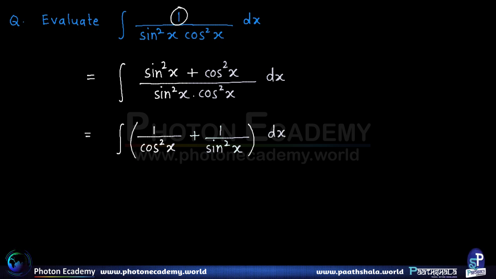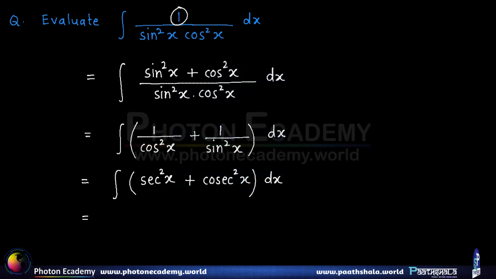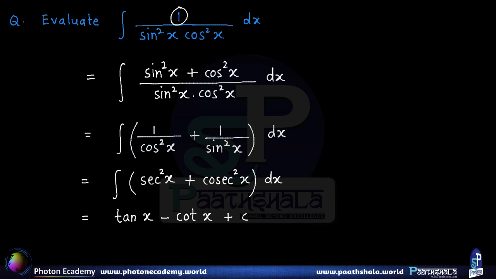integrated. Now if you just rewrite 1 upon cos square x as sec square x and 1 upon sine square x as cosec square x, then it will be immediately apparent that these two functions can be directly integrated, because we know that integral of sec square x is nothing but tan x, right? And integral of cosec square x is minus cot x, plus c. So therefore this is the final answer.